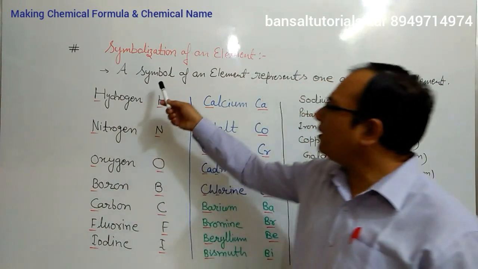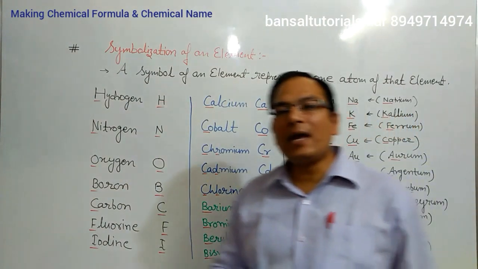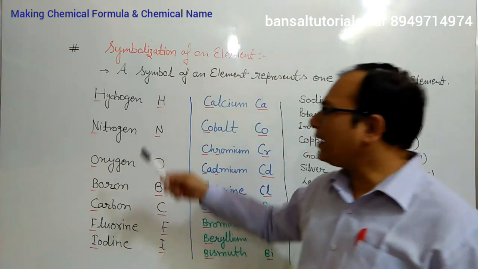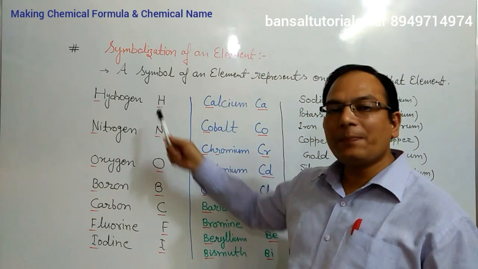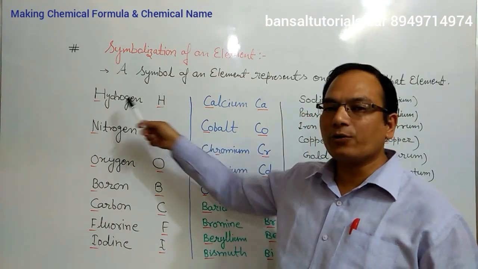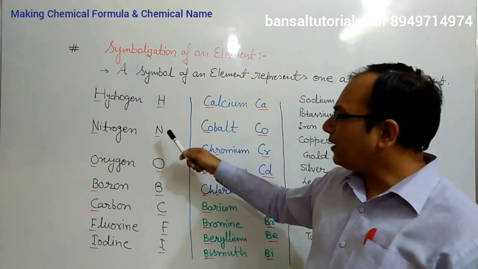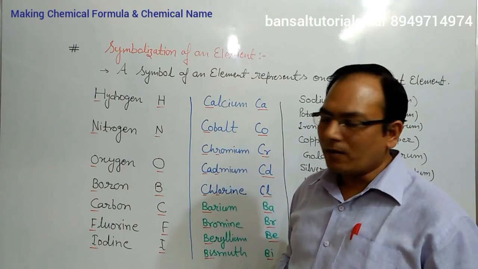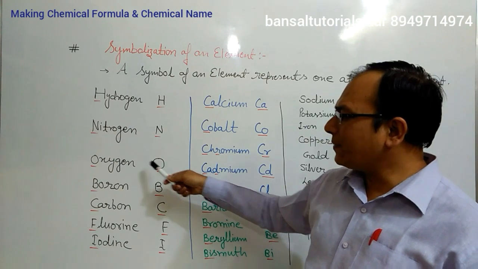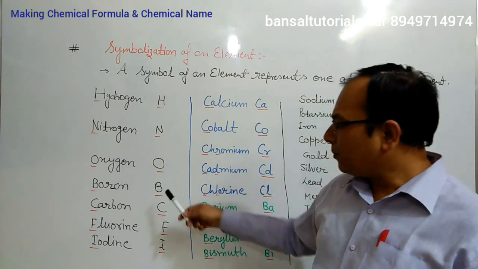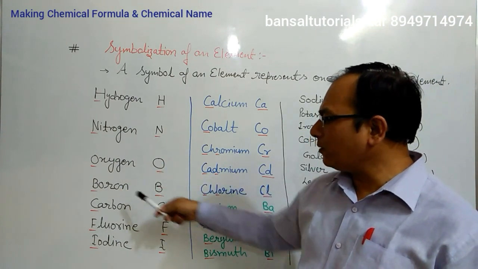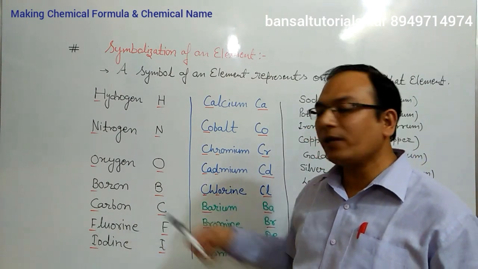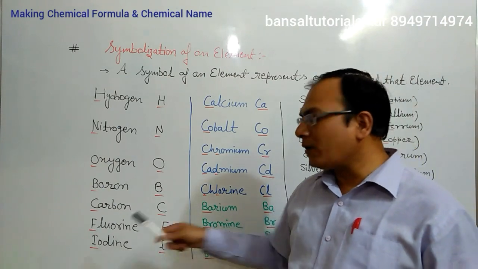Students, a symbol of an element represents an atom of that element. For example, when we write H, this represents one atom of hydrogen. When we write N, it represents one atom of nitrogen. In the same way, O represents one atom of oxygen, B represents one atom of boron, C represents one atom of carbon, F represents one atom of fluorine, I represents one atom of iodine.